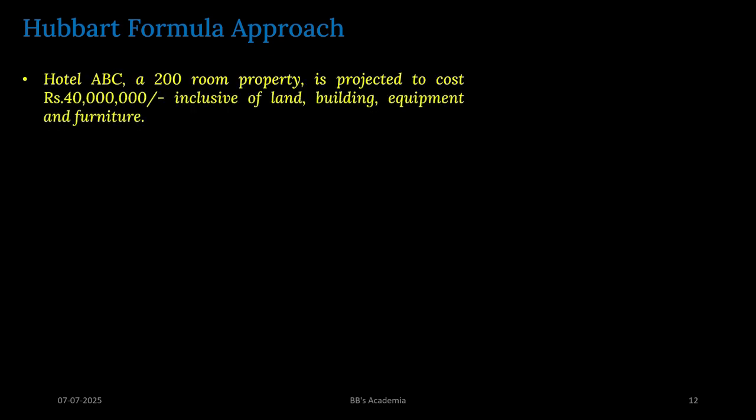Now let us consider the Hubbart formula approach. What is that? This is much more detailed, so pay attention to this. Let us take one situation and understand this. Suppose Hotel ABC, a 200 room property, is projected to cost rupees 4 crores inclusive of land, building, equipment and furniture. That is the cost of the property, 4 crores. Okay, 200 rooms hotel.